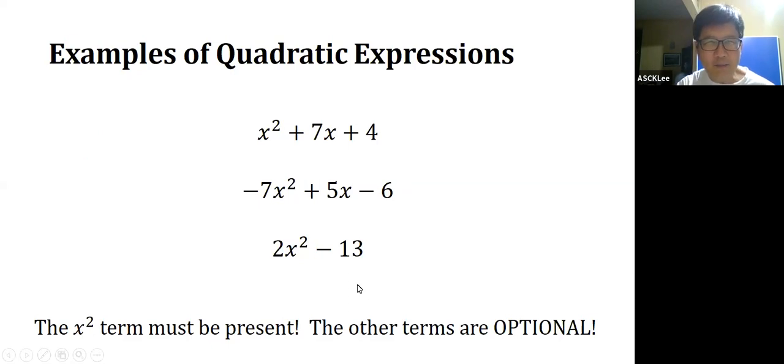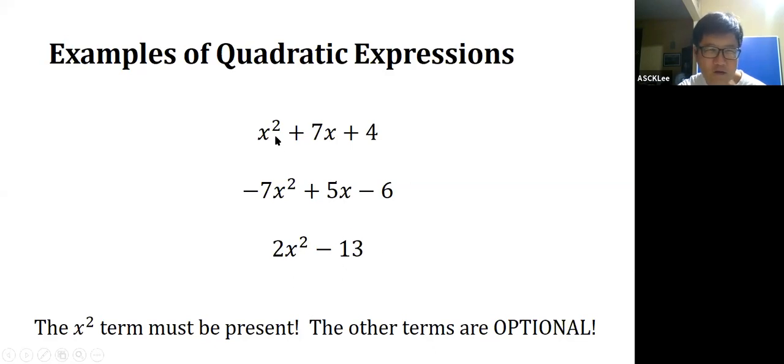The thing about a quadratic expression is this: the x squared term must be present. All the other terms, believe it or not, are optional. The only term that must be present in order to make an expression a quadratic one is an x squared term. So the 7x here is optional, the 4 here is optional, the 5x here is optional, the minus 6 is optional, the minus 3 is optional.